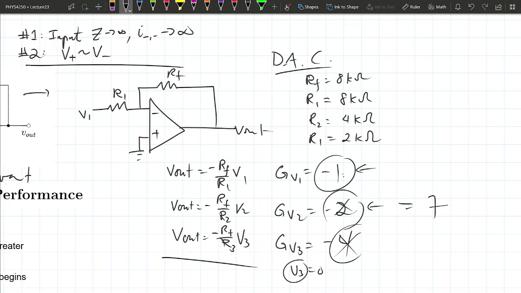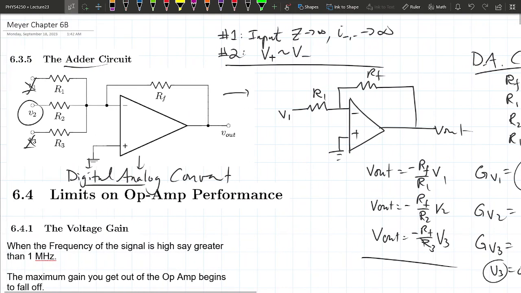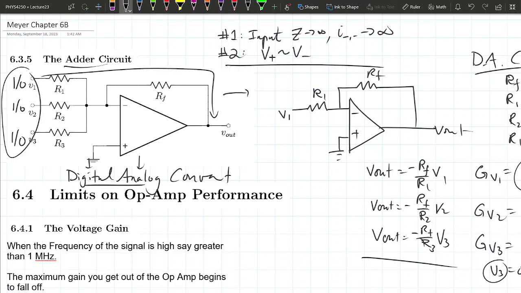So this is basically a way to convert a bunch of digital ones and zeros, and convert this to an analog number between 0 and 7. That's what this 3 input gives you. So this is a 3-bit digital to analog converter.